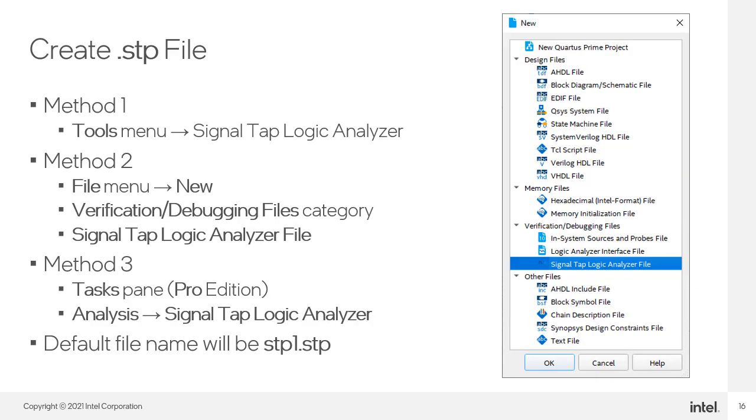Creating a new SignalTap file is simple. You can select SignalTap Logic Analyzer from the Intel Quartus Prime Tools menu, create a new file and select SignalTap Logic Analyzer file from the Verification Debugging Files category, or click the SignalTap Logic Analyzer task in the Tasks pane. The default name for a new SignalTap file is stp1.stp. Use Save As from the File menu to rename the file if desired.